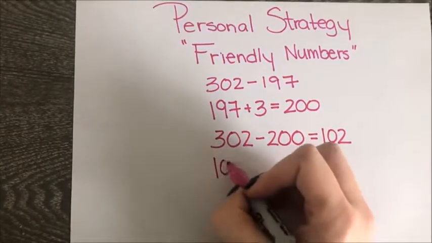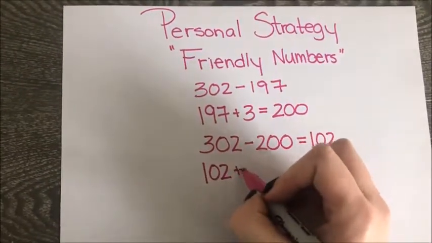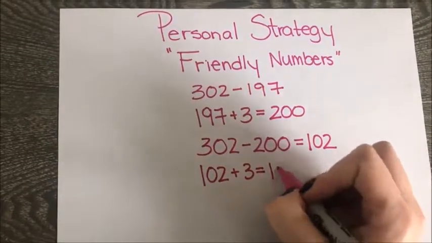So since I increased my subtrahend by 3, I'm going to add 3 to my difference to get the original difference.